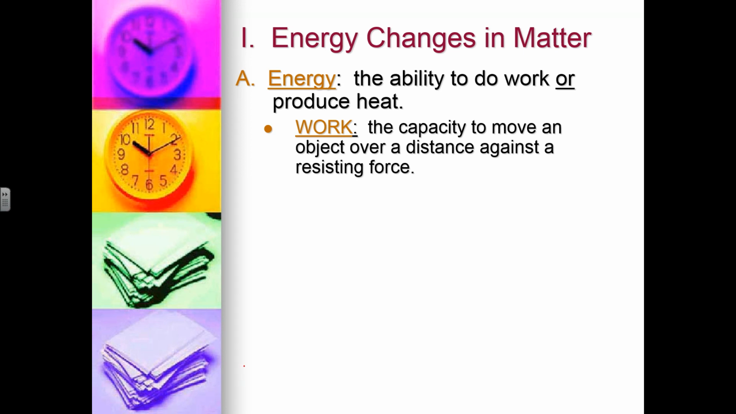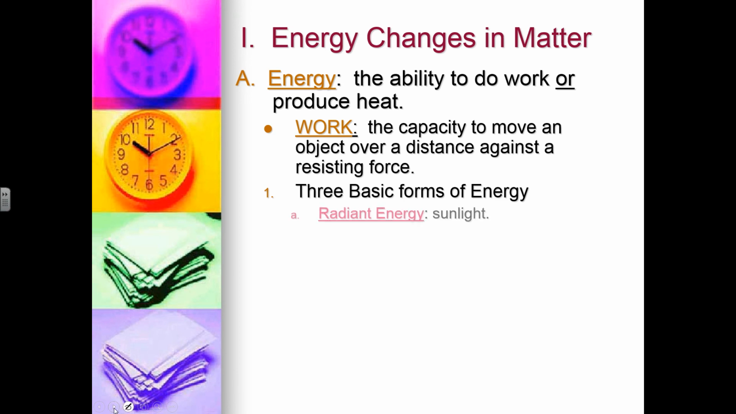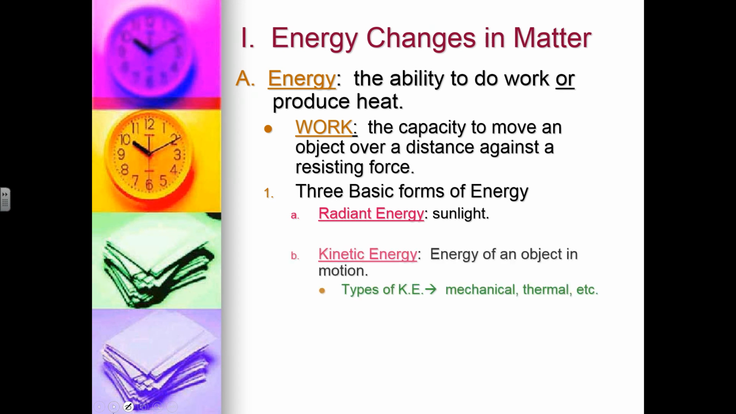You don't actually have to be moving it though for it to be classified as energy. We're going to explain what I mean by that in just a second when we look at the three basic forms of energy. The first is called radiant energy. Radiant energy is energy from the sunlight or from a light source. You often hear of the sun radiating heat, or you hear of a radiant heater. Sunlight is classified as radiant energy.